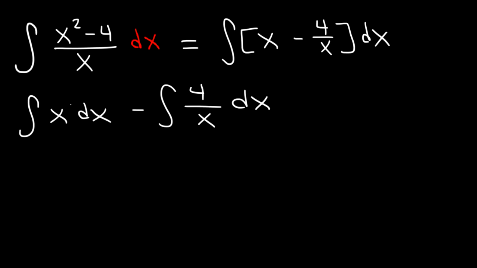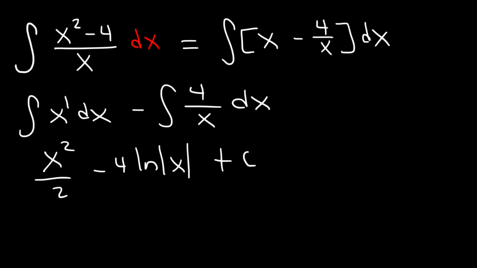The antiderivative of x is x squared over 2. The antiderivative of 4 over x, which is 4 times 1 over x, that's negative 4 ln x, and then plus c. So that's the answer. 1/2 x squared minus 4 ln x plus c.